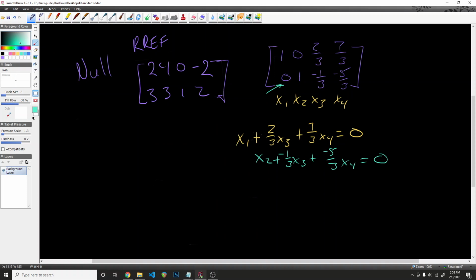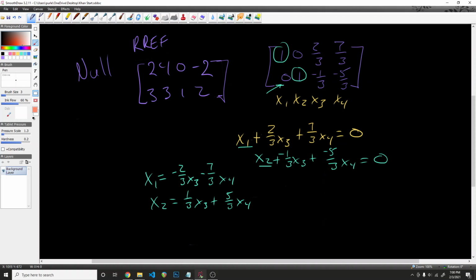So what we want to do essentially is solve for x1 and x2, because these are our two pivots that we have going right here. So we can move all this stuff over to the right side, where we have x1 is equal to -2 over 3 x3 minus 7 over 3 x4. And then here we have x2 is equal to plus 1 over 3 x3, and then plus 5 over 3 x4.